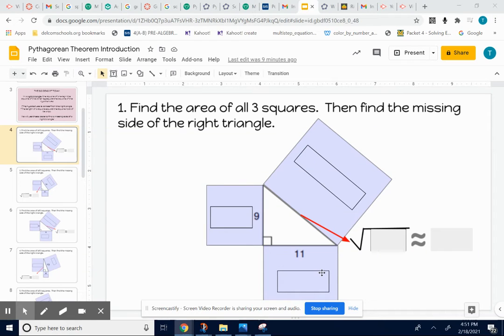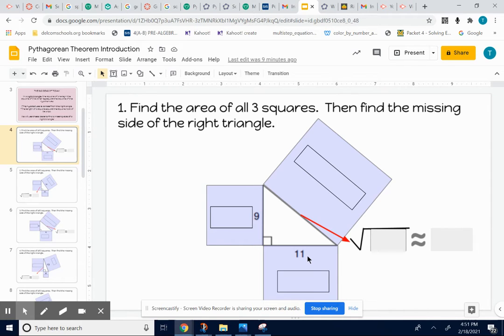Okay, let's do some examples using the rules that we just talked about, that the squares of the legs of a right triangle add up to the square of the hypotenuse. I'm giving you a picture of a right triangle. It has two sides, and I want you to find the missing side. The way we're going to do it is we're going to focus on the squares.